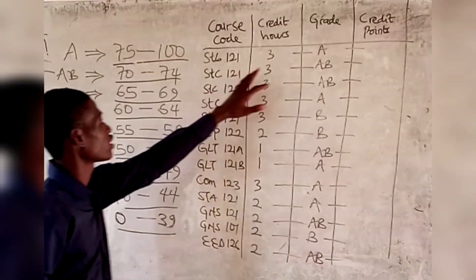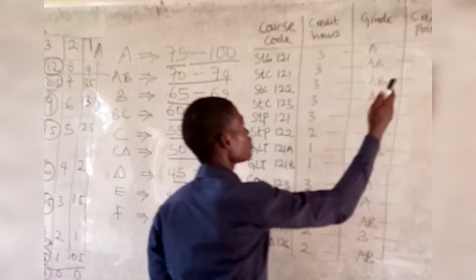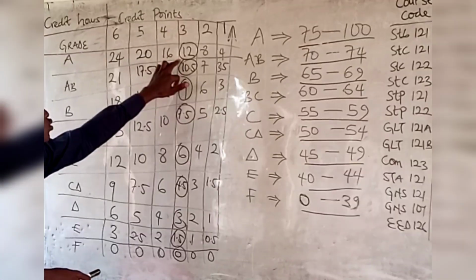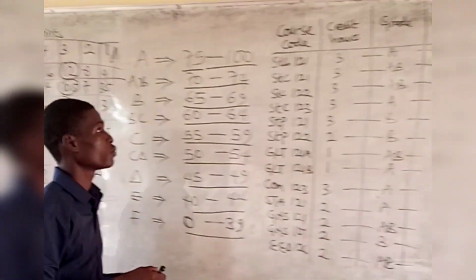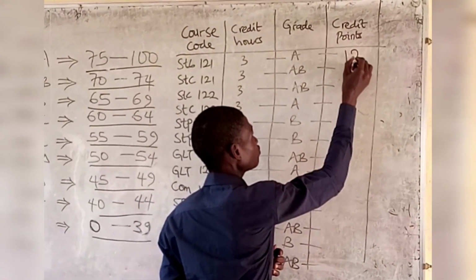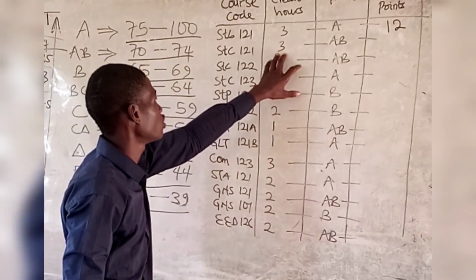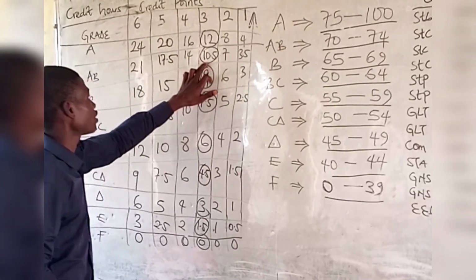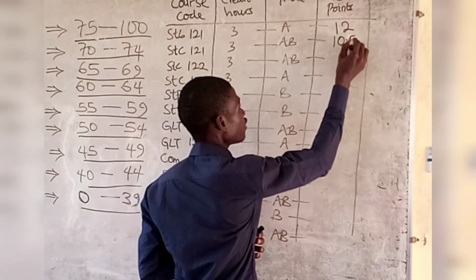So, for this course, it's a 3 credit unit, and the student had A for this course. So, I'm going to go to this chart to pick our credit point. So, for a 3 credit unit, you can see if the student had an A in that course, the credit point is 12. So, I'm just going to input 12 here. So, for this course, STC 121 is also a 3 credit unit or a 3 credit hour course, and the student made an AB. So, I'm going to trace it from our chart. AB under 3, you can see here, he had 10.5. So, we're going to put it here, 10.5.